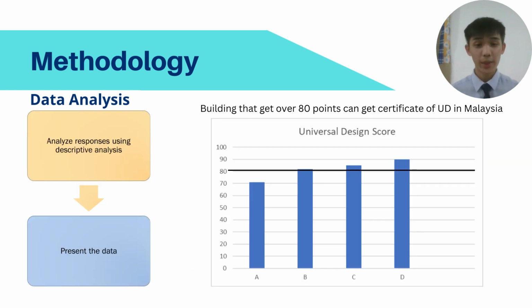The final phase will be the data analysis, where we analyze the responses using descriptive analysis and present the data. The building that gets over 80 points can get the certificate of universal design in Malaysia.